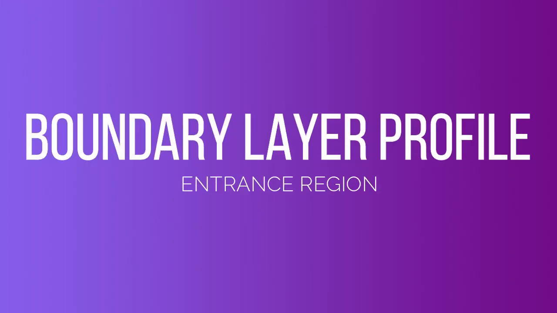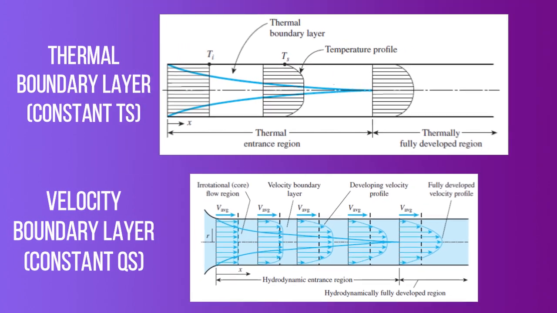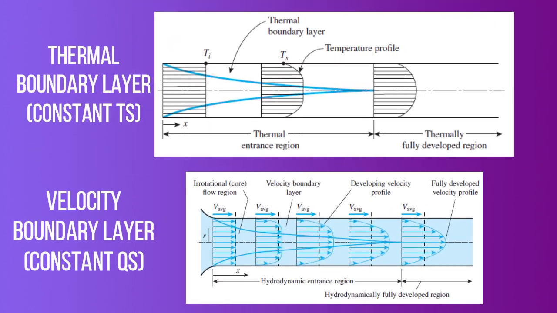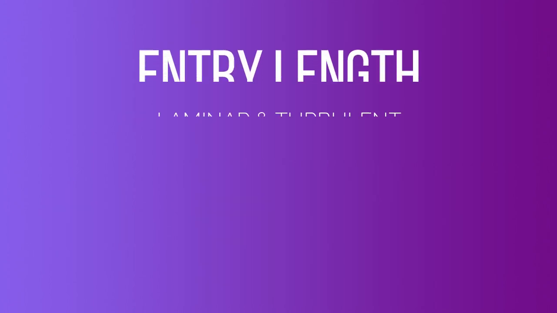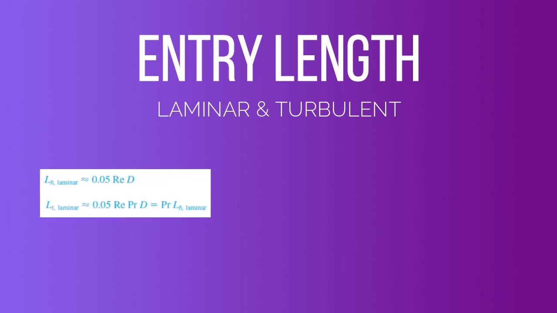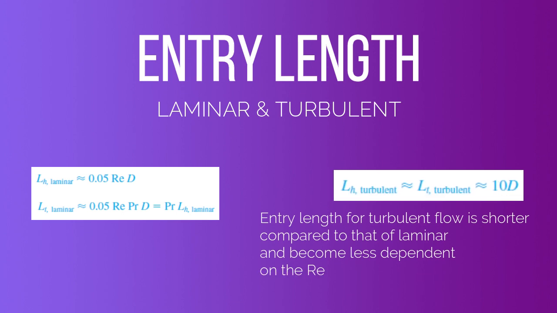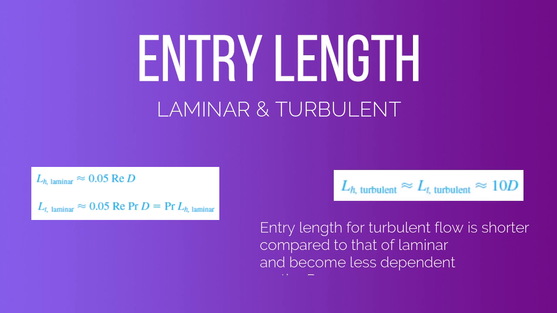At the entrance region, there are two types of boundary layers, thermal and velocity, also known as hydrodynamic. Both can be dissected into two regions respectively, which are the entrance region and the fully developed region. The entry length for laminar flow in tubes can be obtained from two correlations. The entry length for turbulent flow is shorter compared to that of laminar and becomes less dependent on the Reynolds number.